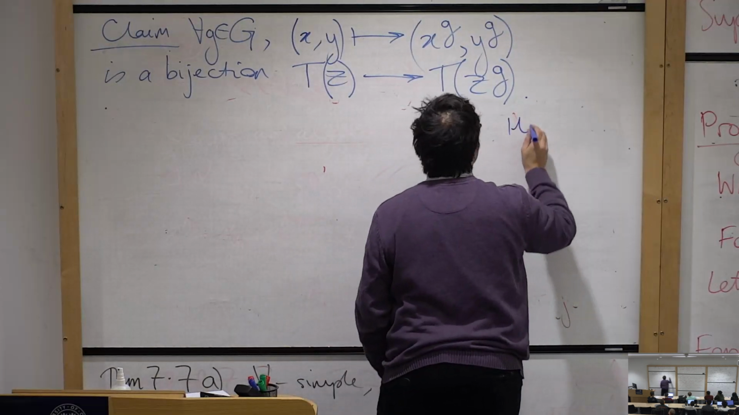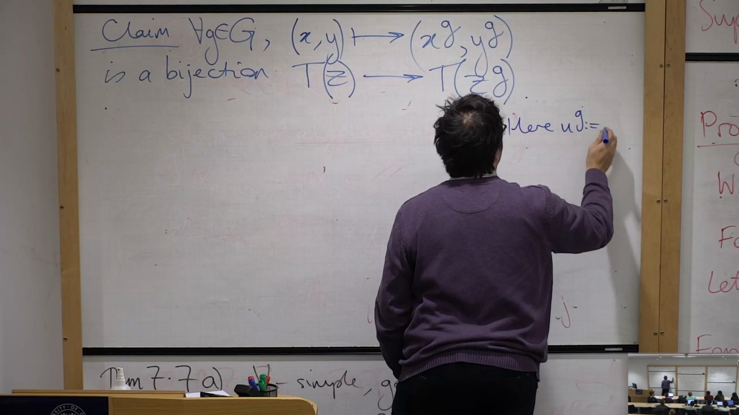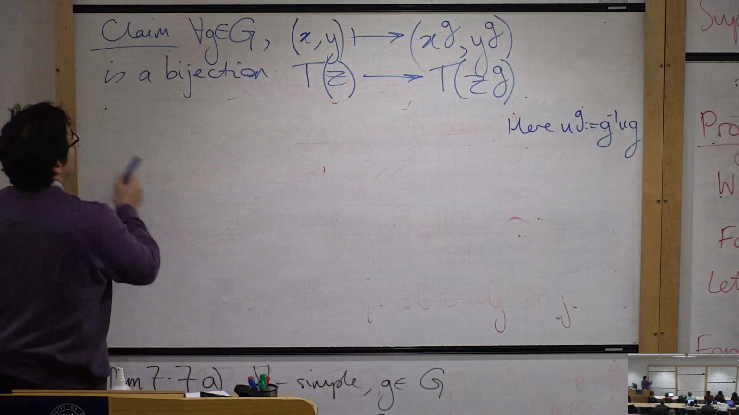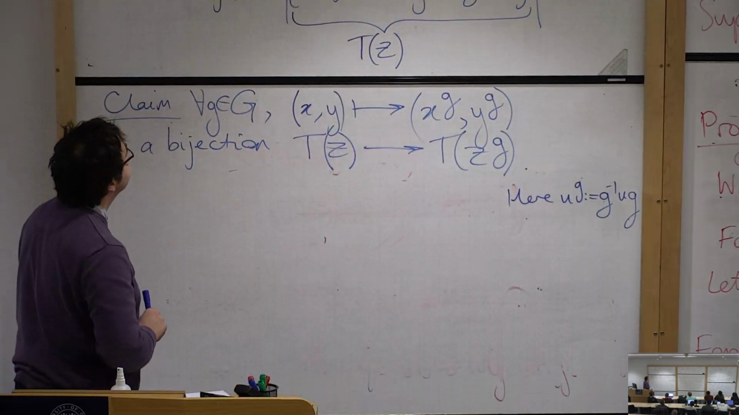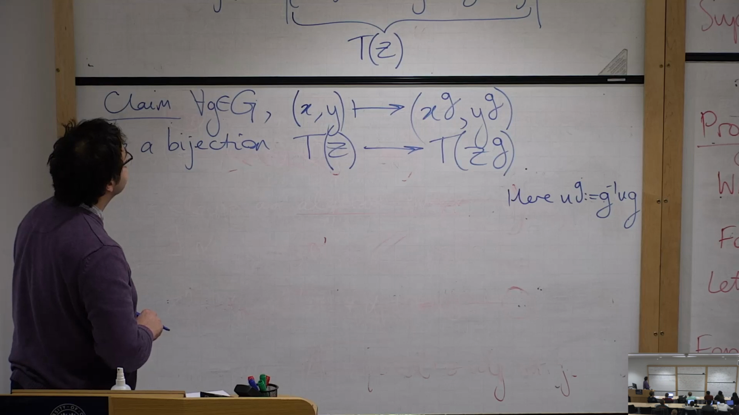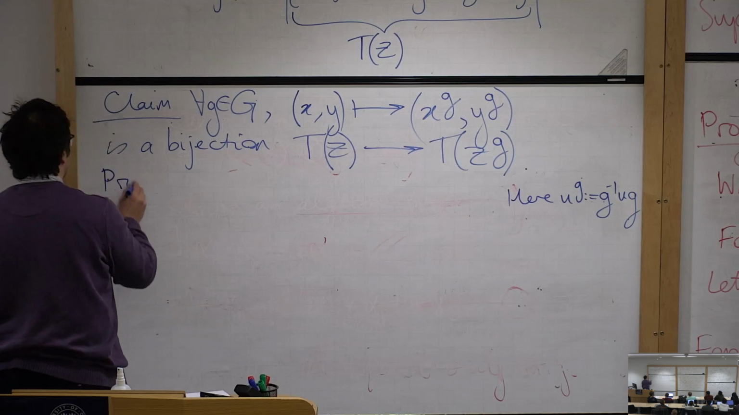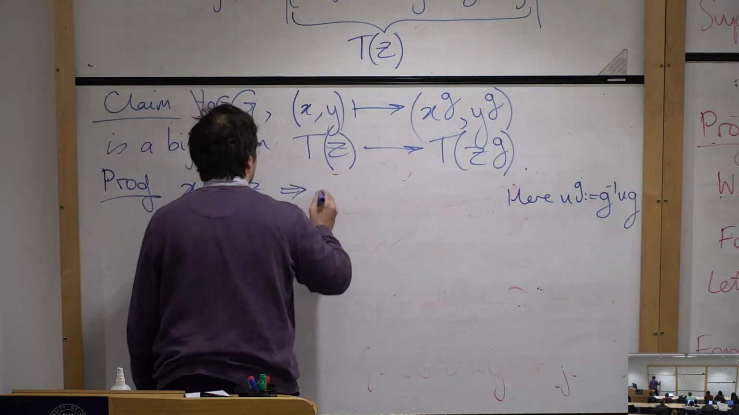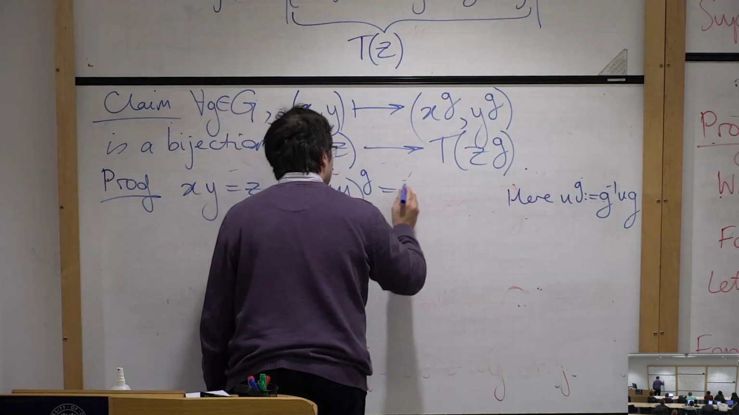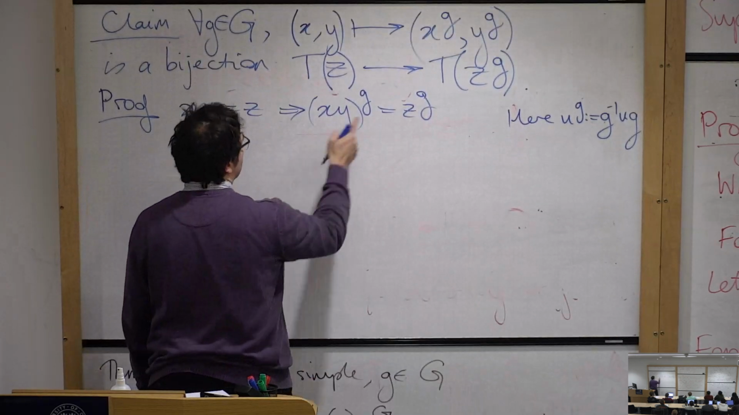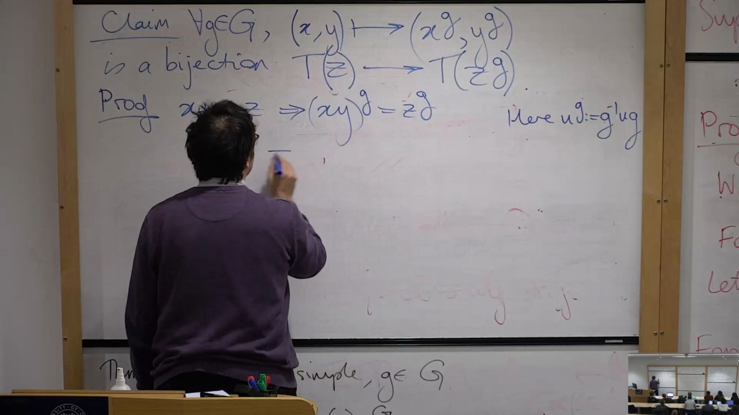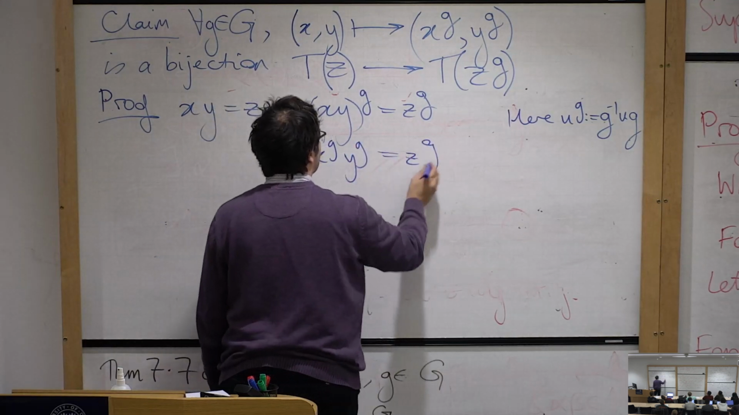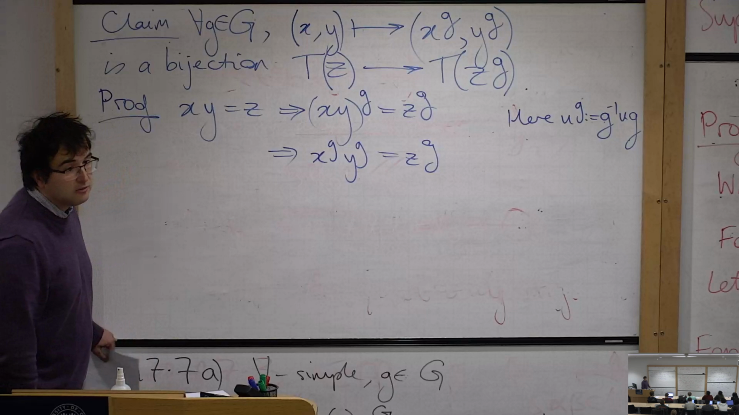Right, so here, u to the g means g inverse ug. That conjugate. X times y equals z, therefore x, y conjugate by g. It's conjugate by g, but conjugation by g is a group automorphism. Therefore x to the g, y to the g, z to the g. Right? So the function is well defined.